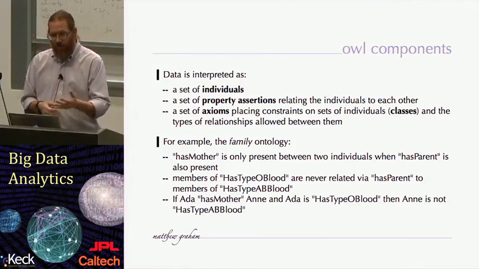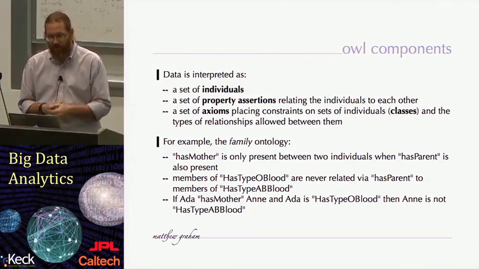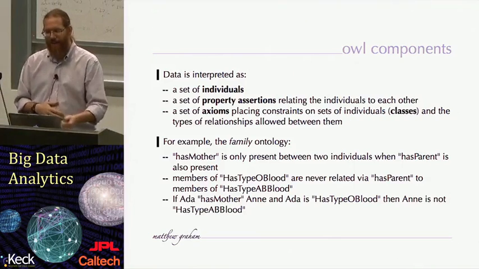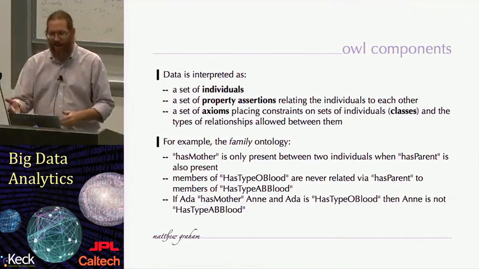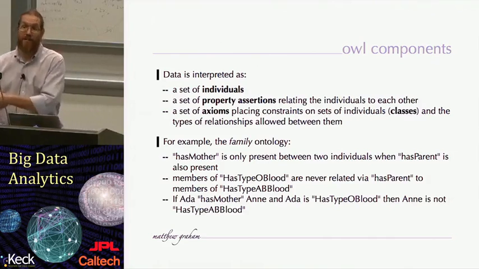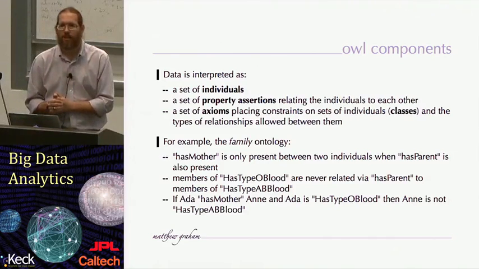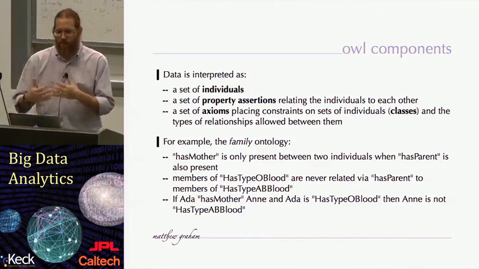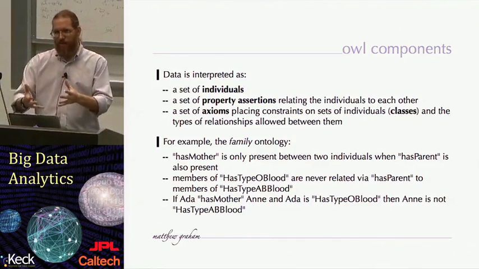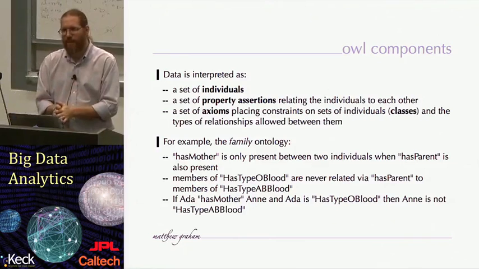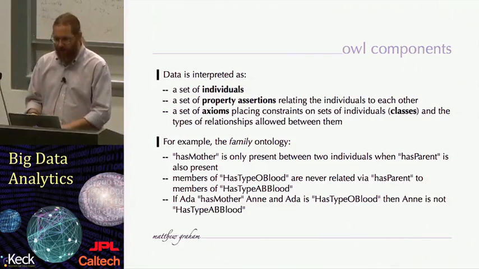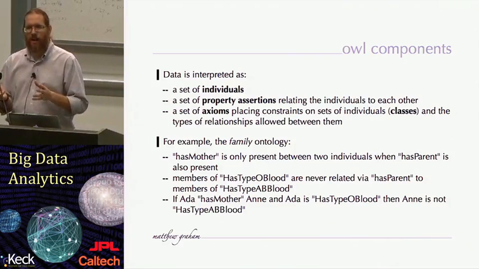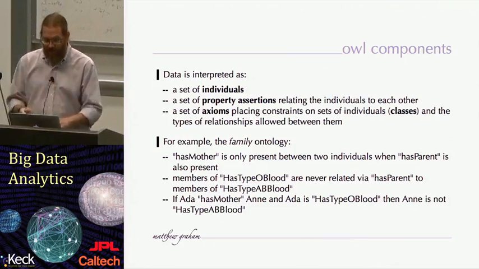We can also make inferences or say that if Ada has mother Anne and Anne has type O blood, then Anne is not a member of the has-type A blood relationship. And one of the powers of things that are represented through ontologies particularly is that we can use logical inferencing to identify statements that are not consistent with the knowledge base that we're using.